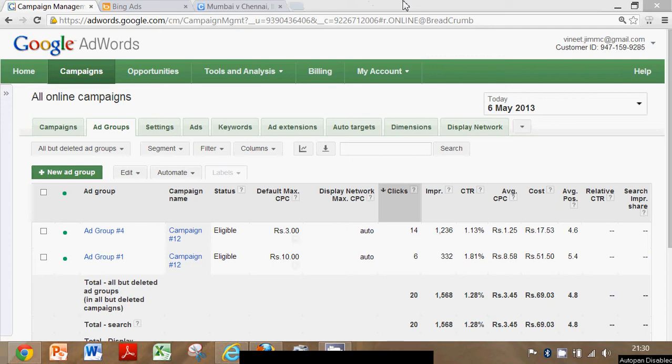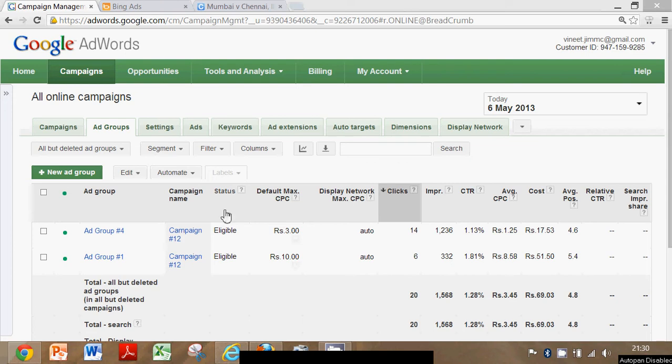AdWords is an invaluable tool for getting to your customers and advertising your website to them, and it has a fantastic reach to all corners of the world, but it can be an expensive tool, especially if you're not careful. Good keywords can be pretty expensive. Now, what are good keywords?